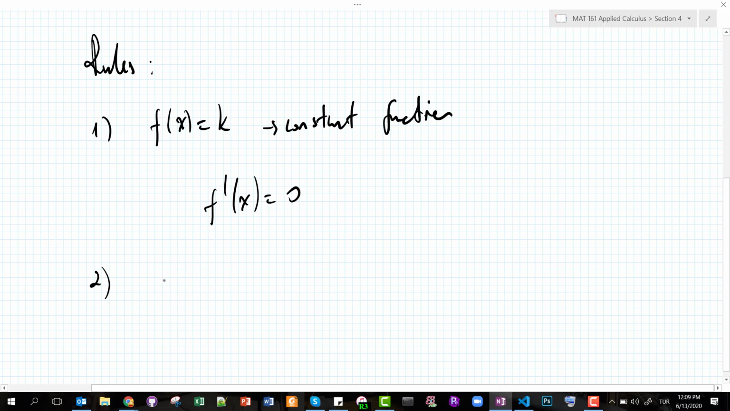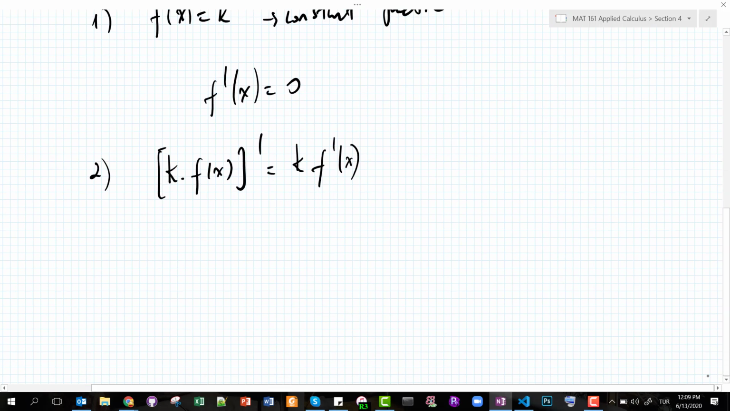The second one, the derivative of the function multiplied by a constant. So I can take the derivative in this way. There's another notation. Look at that. In this case, you can just keep the k outside, and you can just take the derivative of the function and then multiply by the derivative of the function later.